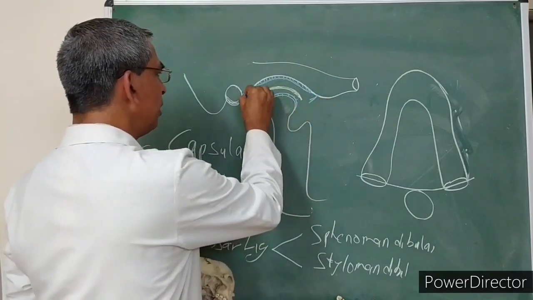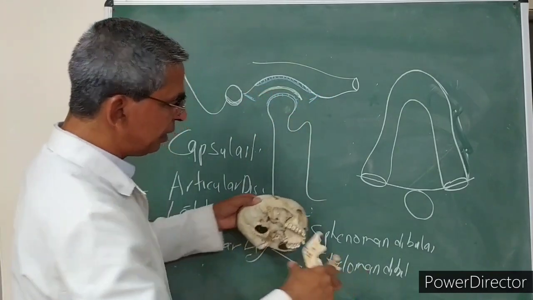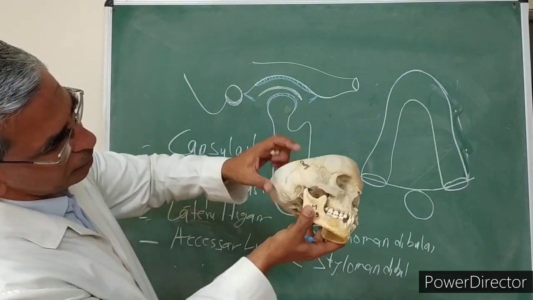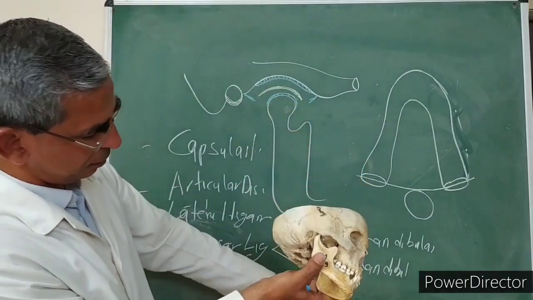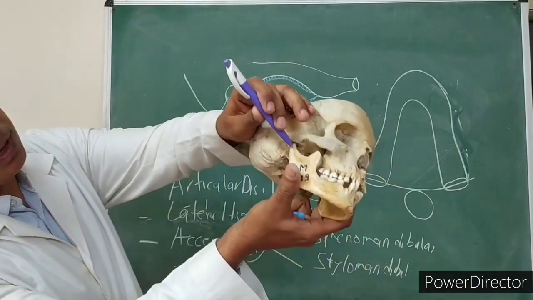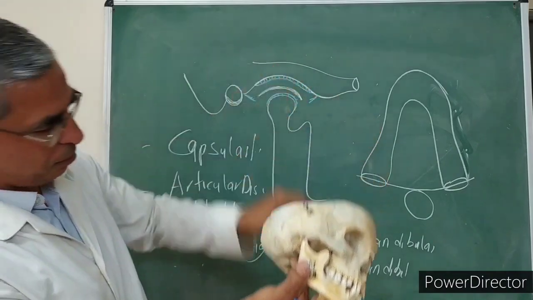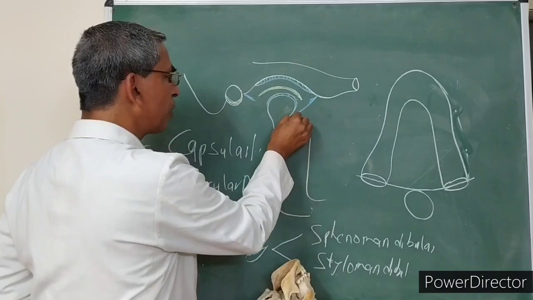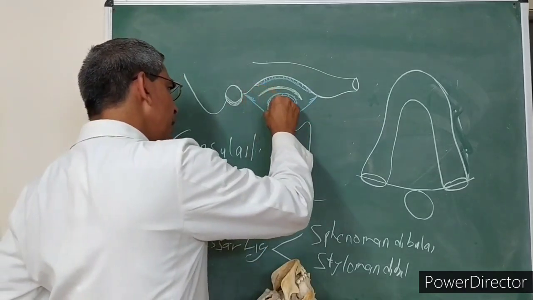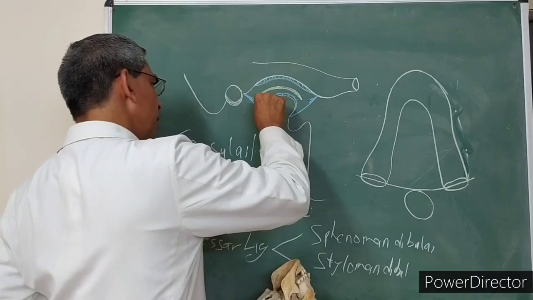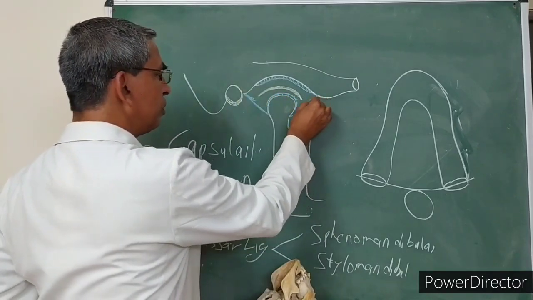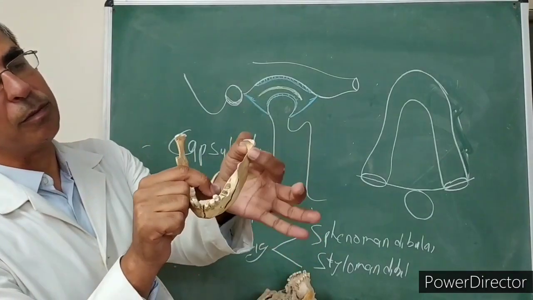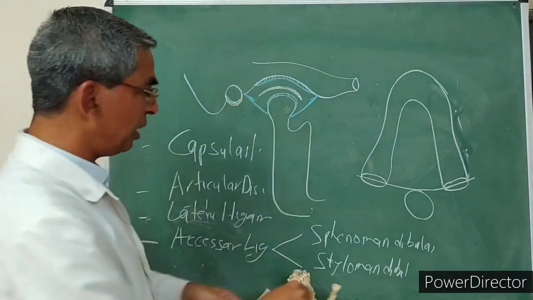Inferiorly, it is attached at the neck of the mandible. This is the neck of the mandible here. So inferiorly it is attached to the neck of the mandible, with the inferior attachment around the whole periphery of the neck of the mandible.